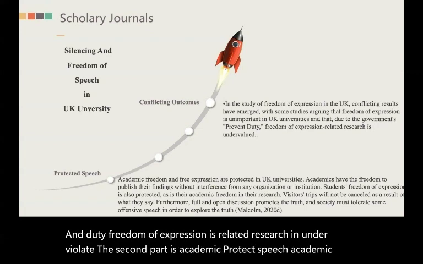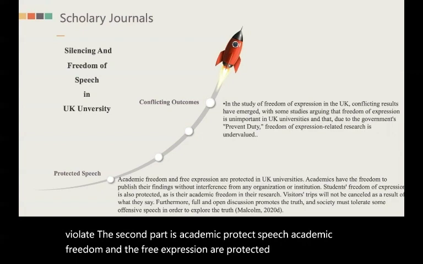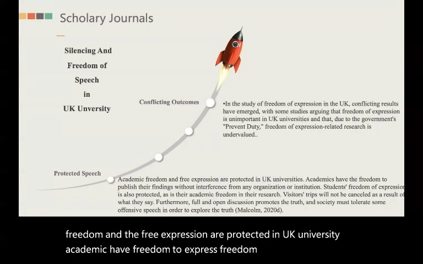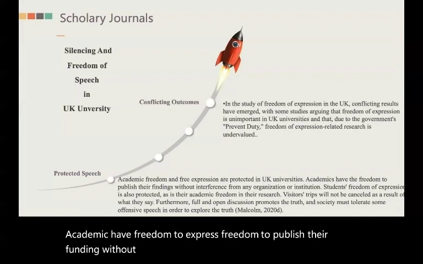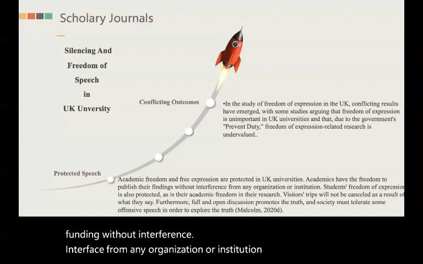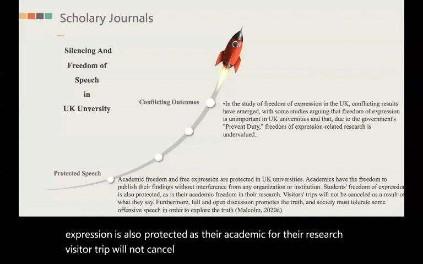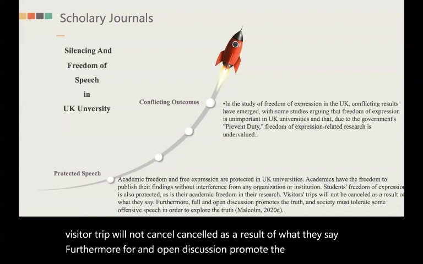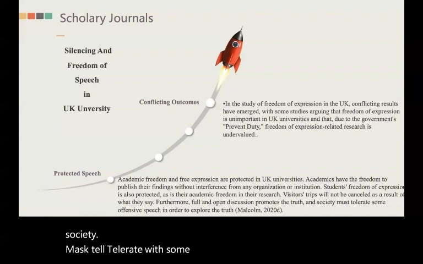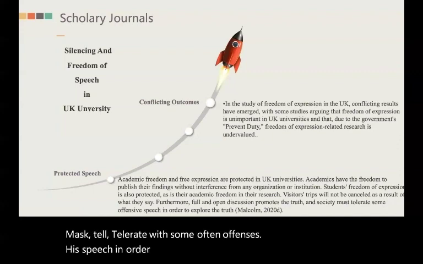Academic freedom and free expression are protected in UK universities. Academics have freedom to express and publish their findings without interference from any organization or institution. Students' freedom of expression is also protected, as is their academic freedom in their research. Visiting speakers will not be cancelled as a result of what they say. Furthermore, an open discussion promotes the truth, and society must tolerate some offensive speech in order to explore the truth.